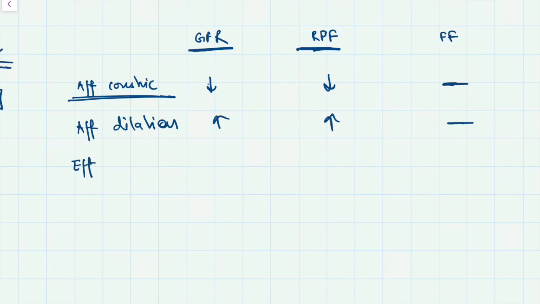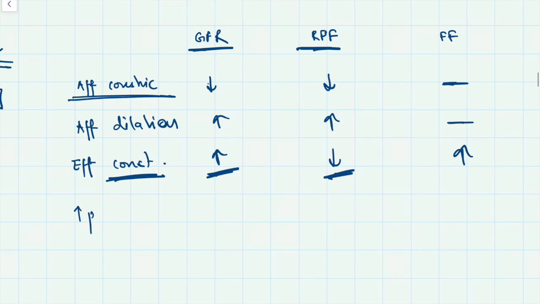Now, in case of efferent arteriole constriction, what happens is that the GFR increases, the renal plasma flow will decrease because there is constriction, and the filtration fraction, what will happen, that it is increasing because the numerator is increasing while the denominator is decreasing.